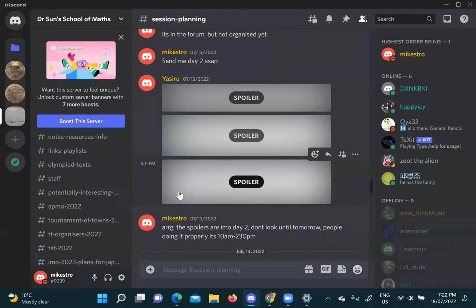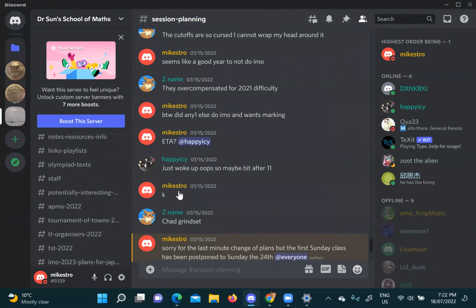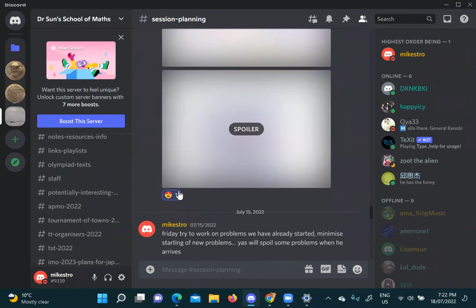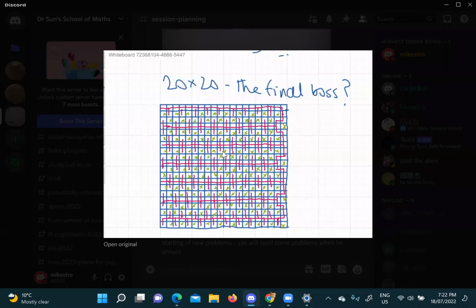So if you look at the spoilers here. This is a picture of the 20 by 20 grid, yeah? And you have this pattern where this final boss is not as hard as the insight of coming up with the bijection thing, which I guess is sort of due to Haibing.